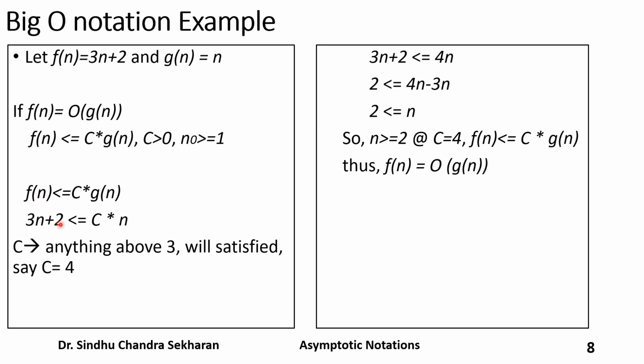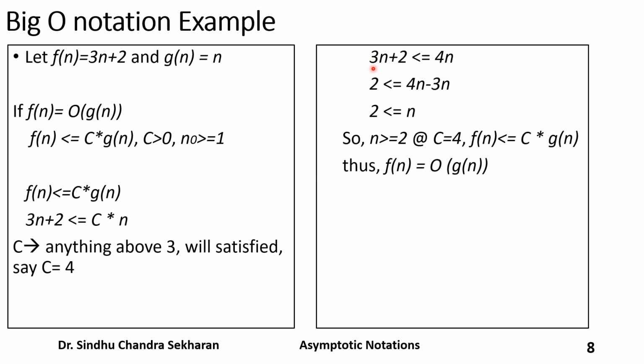Now, if you substitute the values, instead of f(n) we have 3n + 2, less than or equal to c times, instead of g(n), we are substituting n. By this equation, you can understand that you have 3 times n here, and if the value of c is anything above 3, then this equation will be satisfied. So say c = 4. Then you can say that f(n) is big O of g(n).